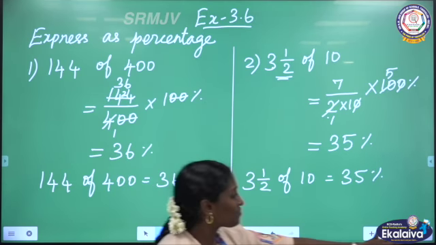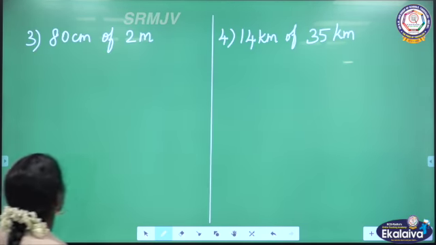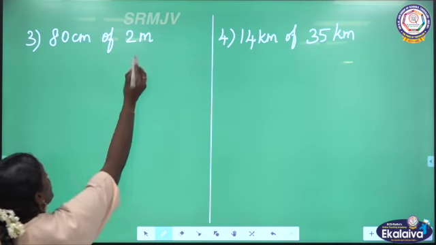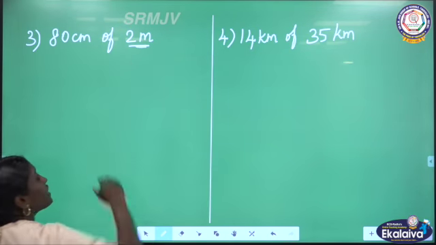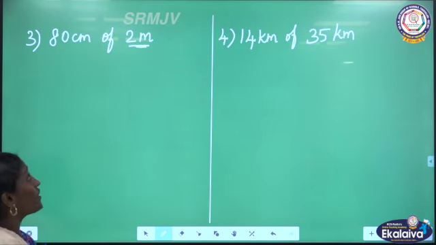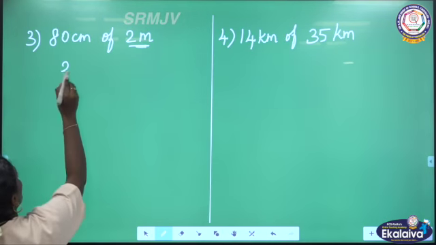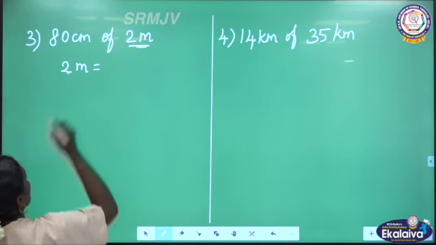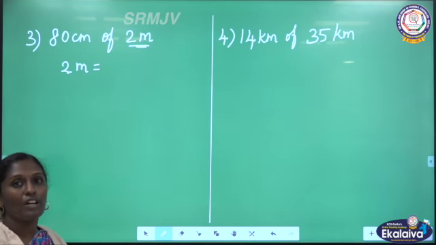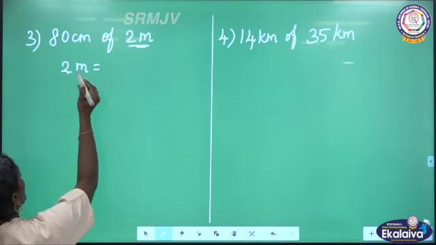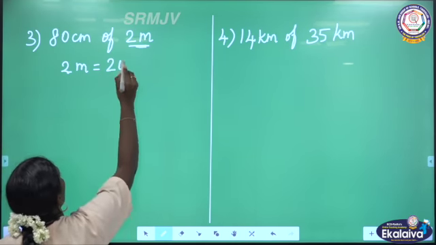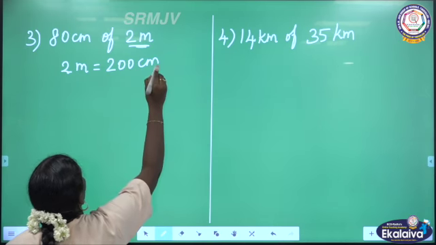Is it clear? Then the next one, 80 centimeter of 2 meter. See the units. The units are different. First, we have to change the unit, same unit. So, I am going to convert 2 meter to centimeter. We know that 1 meter is equal to 100 centimeter. Here 2 meter is there. 2 meter is equal to 200 centimeter.